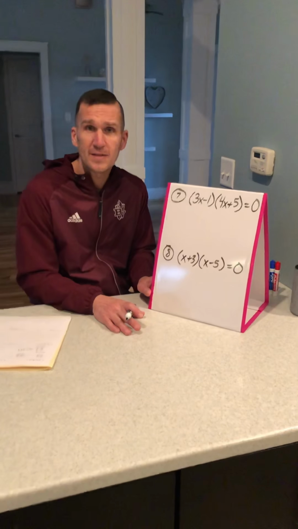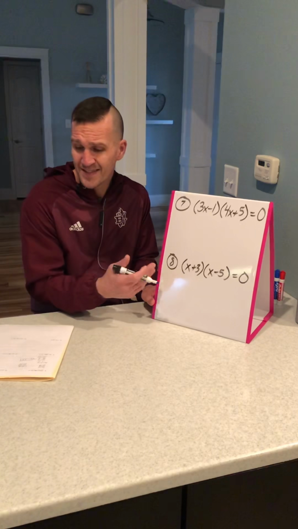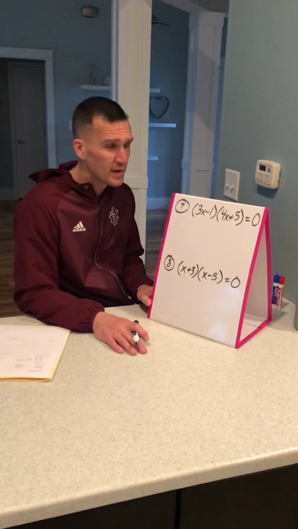Okay, so we're going to skip 6 to start off with because 6 is a little bit of a hard, tricky problem. So we're going to jump to 7. We'll do 7, 8, 9, 10, and then we'll jump back to 6, and that'll be our notes for today.